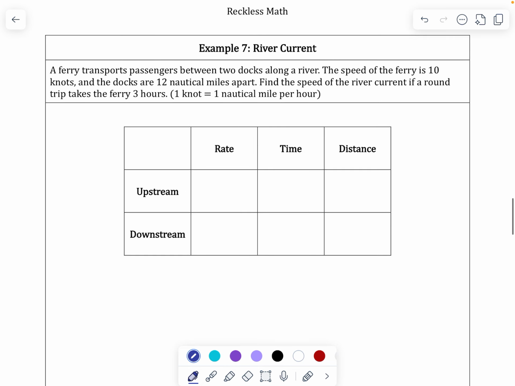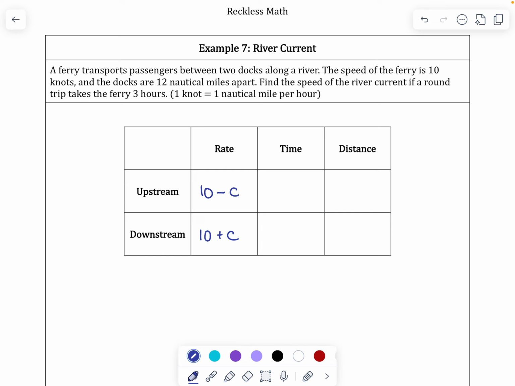So realize that when the ferry is going upstream, it is going against the river, which means the river is slowing it down. So the upstream rate is going to be the speed of the ferry, which is 10, minus the speed of the current, right? The current is working against the ferry. But when they're going downstream, the river is pushing the ferry. So their speeds are working together. Thus, the rate would be 10 plus c. Now we know the distance. Let's see.